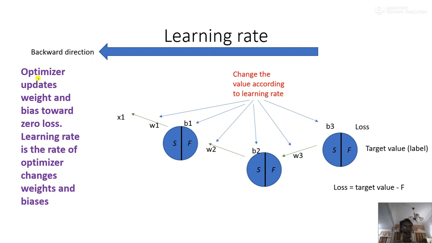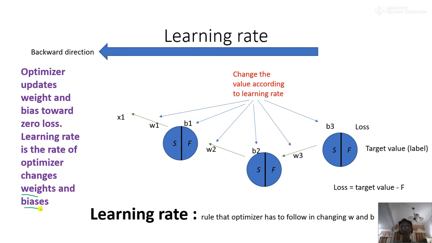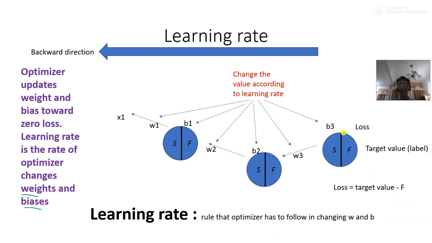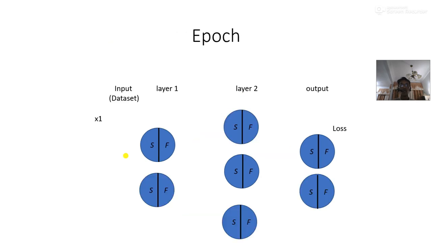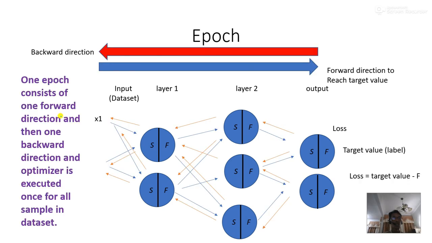So here we can define learning rate as how the optimizer updates weight and bias towards zero loss. Learning rate is the rate at which the optimizer changes weight and bias, either small or big. So what's down here is basically a rule that the optimizer has to follow to change W and B, called the learning rate.